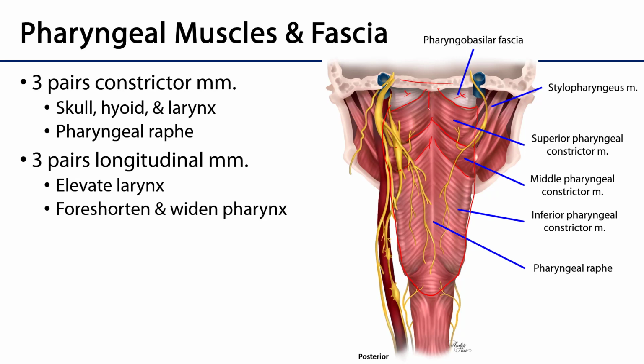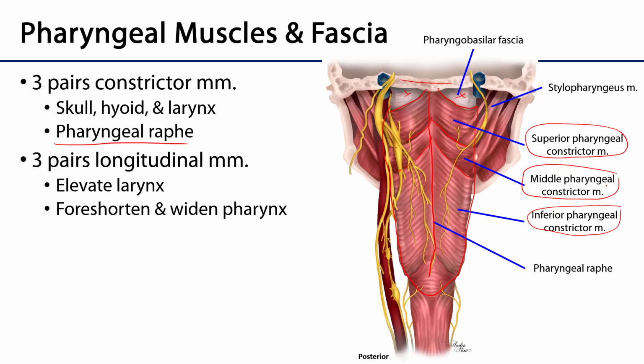All of these pharyngeal constrictors are paired, and they meet their counterparts along that midline pharyngeal raphe. They originate on elements of the skull for the superior pharyngeal constrictor, the hyoid bone for the middle pharyngeal constrictor, and elements of the larynx, both the thyroid cartilage and the cricoid cartilage, for the inferior pharyngeal constrictor. The pharyngeal constrictors serially constrict the larynx, and then there are also 3 pairs of longitudinal muscles.